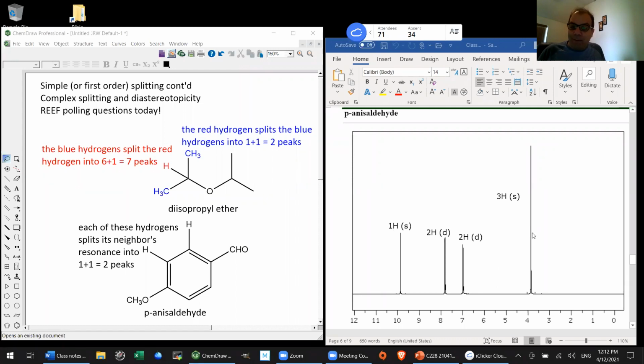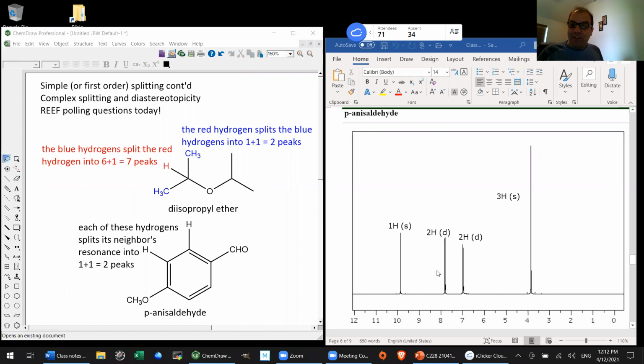The methoxy group is here at, let's call that 3.8, exactly where I'd expect to see protons alpha to oxygen. As I said, the aldehyde hydrogen is there at about 9.8. That's perfect, exactly where I would have expected it to show up. And then the aromatic hydrogens are in a range very typical for aromatic hydrogens. Generally, they're around 7 or 8 parts per million, give or take a bit.